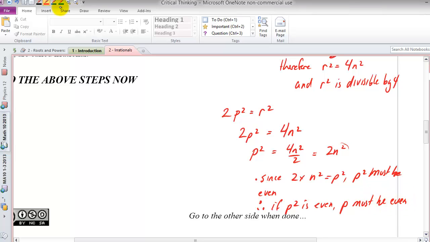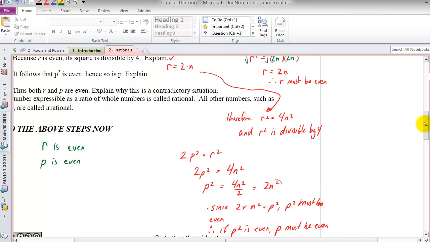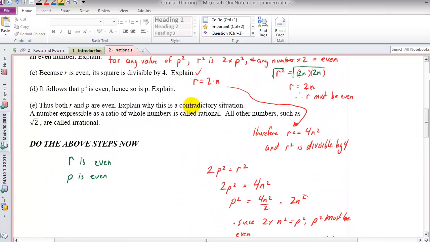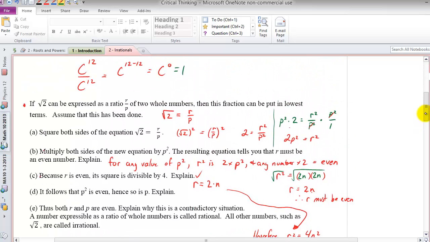So that leaves us with a couple of statements here. R is even, p is even. And we're asked to explain why this is a contradictory situation. So we have this, r is even and p is even, and here's the contradiction.